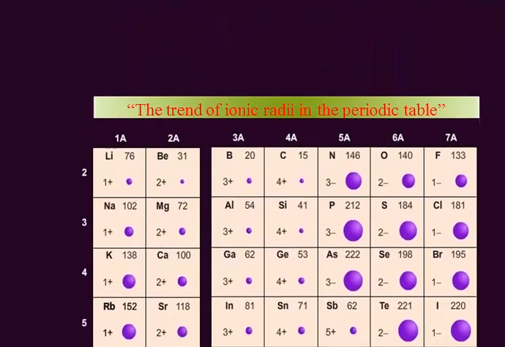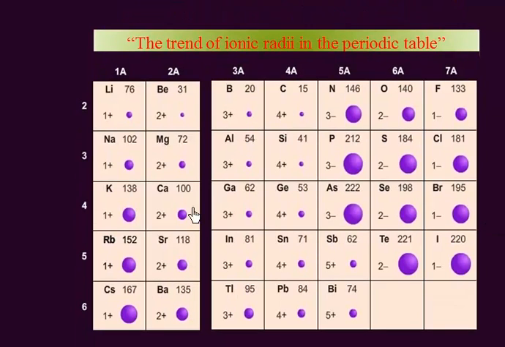This table is given here, and this table shows the trend of ionic radii. In this table, s block and p block elements are included. In s block elements, you can see that beryllium is losing more electrons than lithium. That's why the size of beryllium is smaller than that of lithium. And the same case goes with p block elements. Carbon is losing more electrons than boron. That's why the size of carbon is smaller than boron.